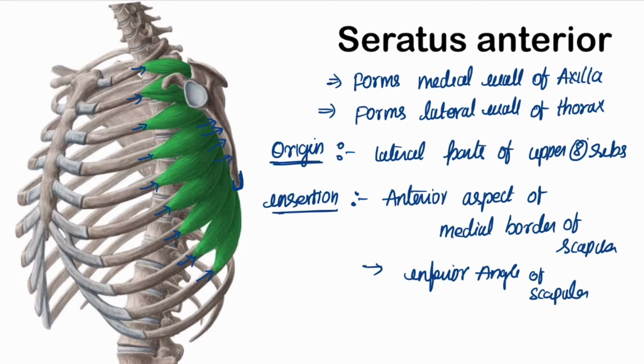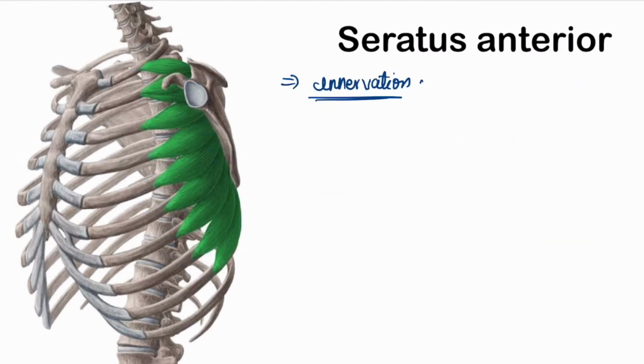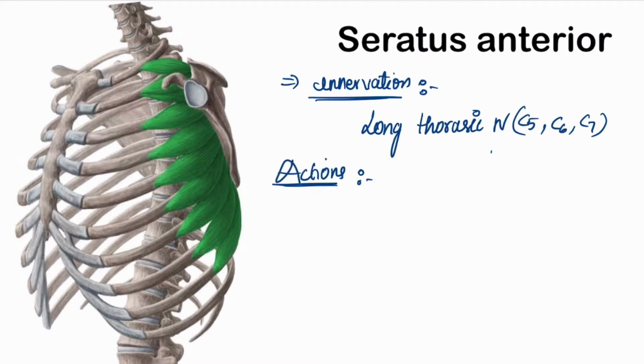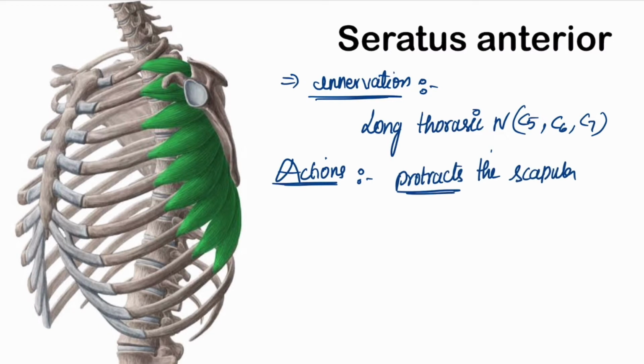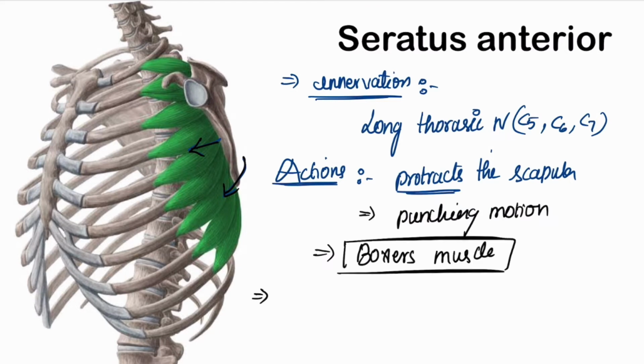Now, let us see the innervation and its functions. Innervation. It is innervated by the long thoracic nerve. Now, let us see the actions. This serratus anterior protracts the scapula. Protraction means it pulls the scapula laterally and anteriorly. And this helps when we are making a punching motion, so it is called the boxer's muscle. And it also anchors the scapula by holding it close to the thoracic wall, and it causes the scapula to rotate upwards.